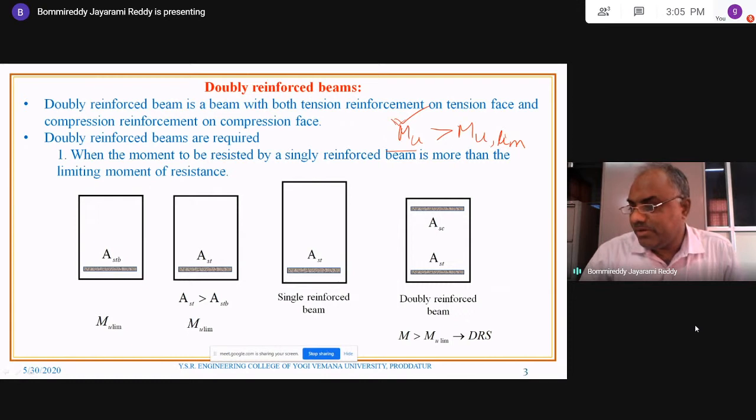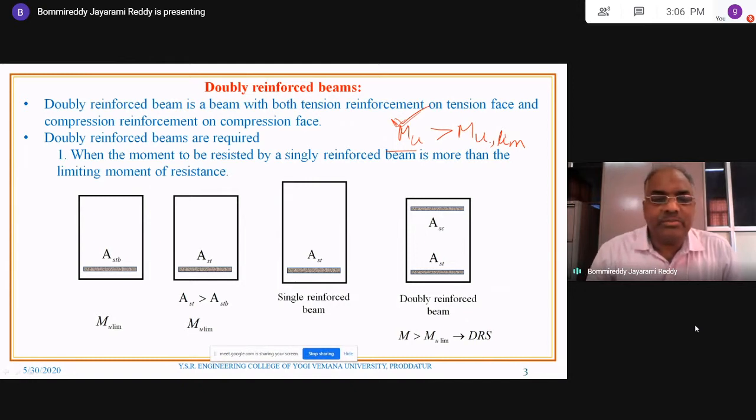So if the moment due to load is more, then there are only two options. One is to increase the size of the beam, so that Mu limit also increases. The other way is by providing a doubly reinforced section, that is, providing the reinforcement on the compression face also. That is why doubly reinforced beams are required. So in what situations are doubly reinforced beams required?